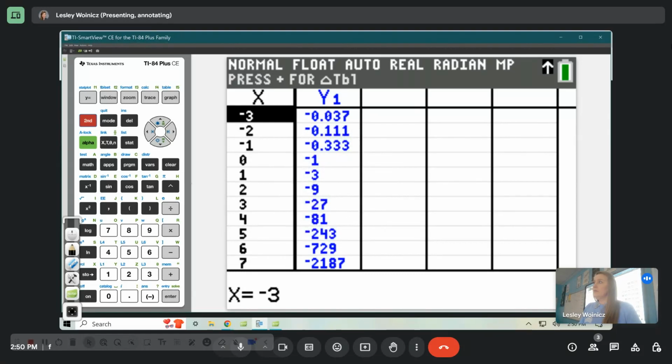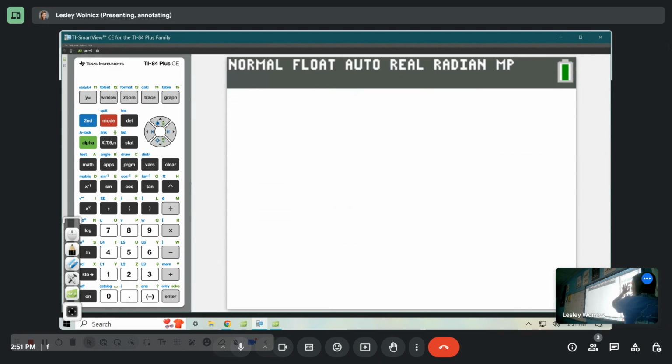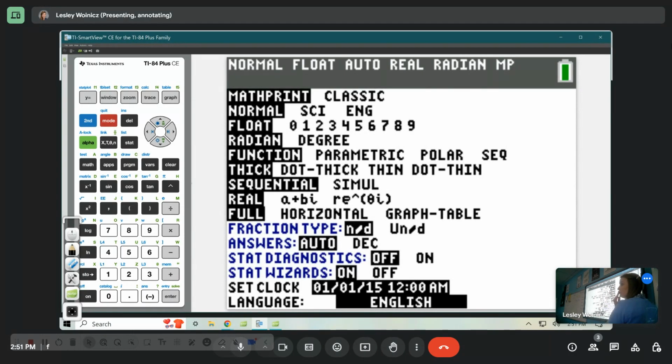Okay, the first thing that we're going to do is figure out how to turn our calculator back and forth from radian to degree mode. So you're going to go to mode. If you look at the fourth row, you have the option to be in radians or degrees.